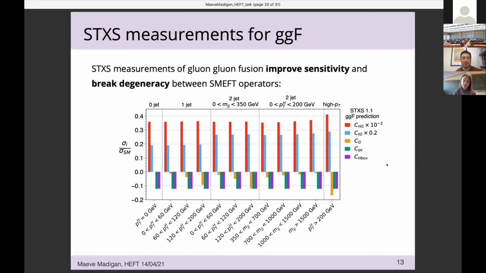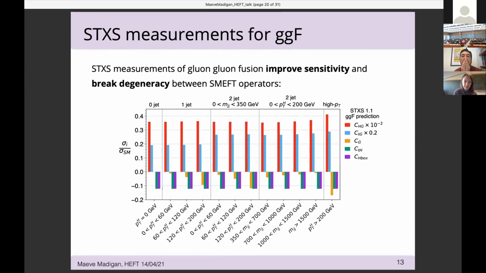These are really important for improving the sensitivity to these operators in particular, as well as breaking the degeneracy between them. And we can see this by looking at how the predictions for the gluon fusion cross-sections depend on each of these different SMEFT operators. So first, if we just focus on this square here, this is the zero jet cross-section, which matches up nicely with the signal strength. So if we just had signal strength measurements, we just have this bin. It depends on 4 of these operators. There's no sensitivity to CG, and we would have a degeneracy between these 4.